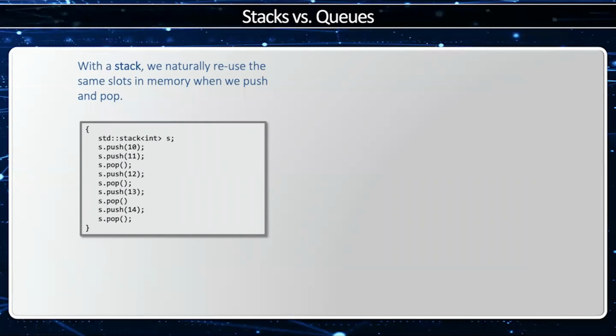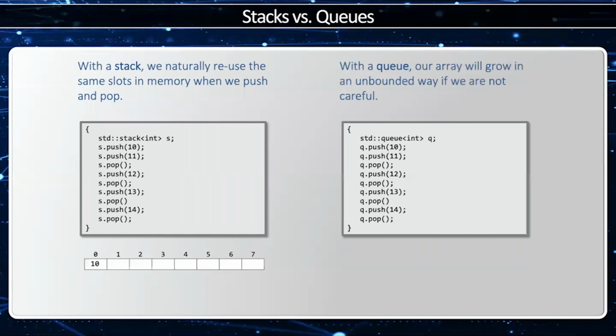To demonstrate some of the challenges of the array implementation, let's first take a look at the stack. Now, when I create a stack of 8 elements, if I say push, I go in slot 0, push goes in slot 1, pop removes slot 1, push, pop, push, pop. Notice how I keep reusing slot 1 again and again. With a queue, things are different.